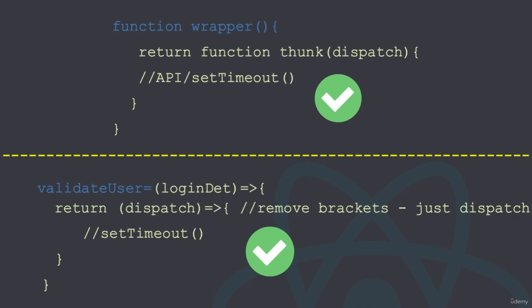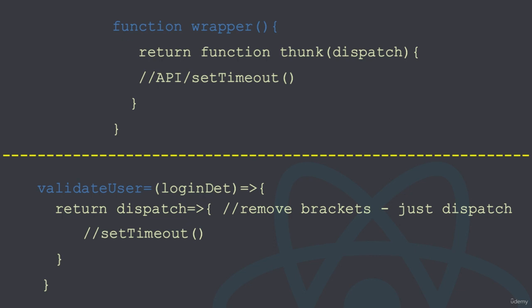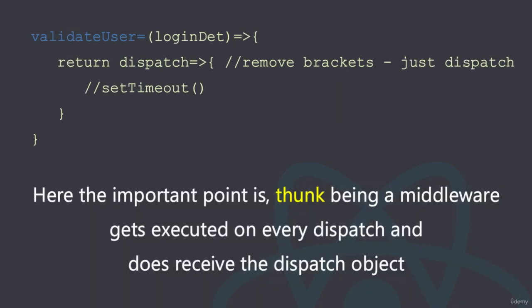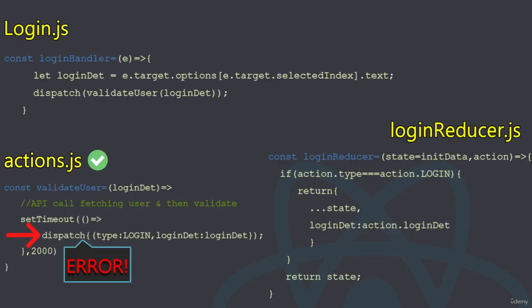So this and this function, they both are actually the same. In fact, you might see that because there is a single parameter, even these parentheses are not required, so we may remove these as well. So the actual function we are going to write is this syntax, but either you write it this way or you write it this way, it is one and the same thing. Here the important point is thunk, being a middleware, gets executed on every dispatch and does receive the dispatch object. It means in the previous lecture we saw that in actions.js we did not have the dispatch object available, so we are going to use thunk for that.